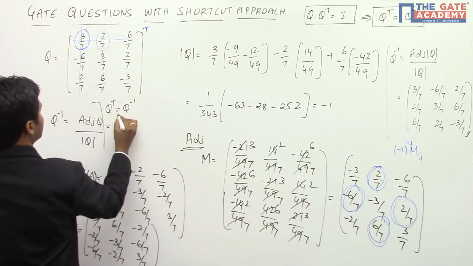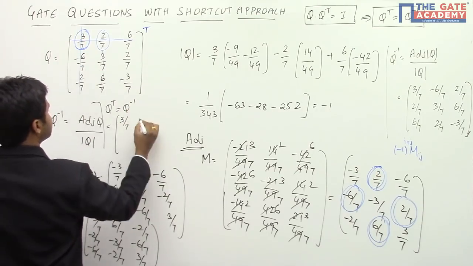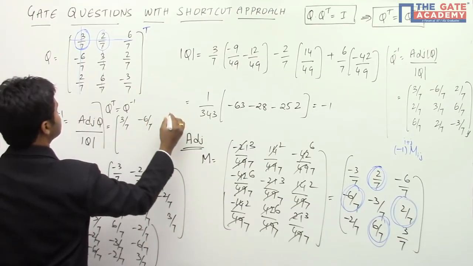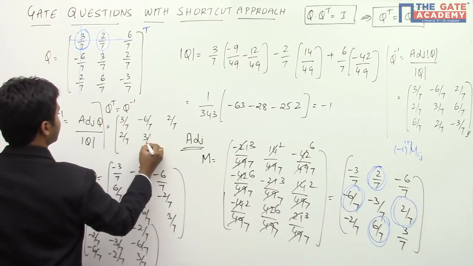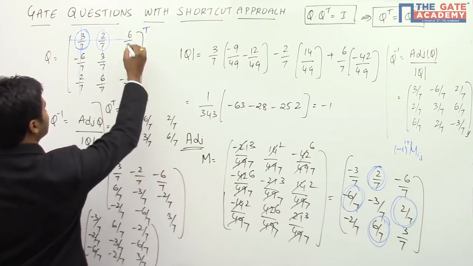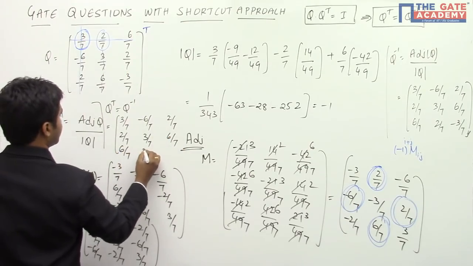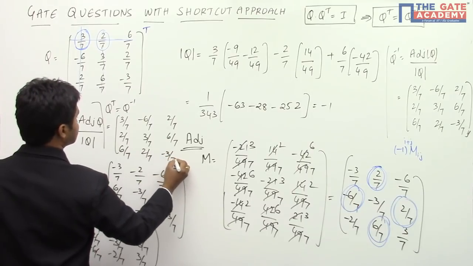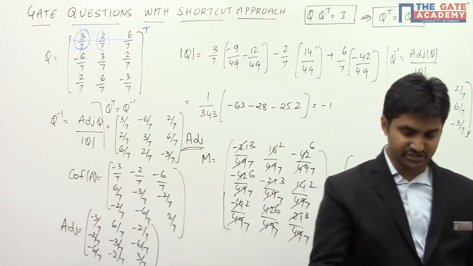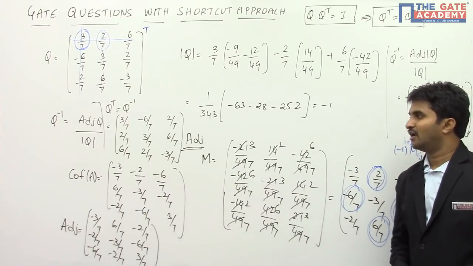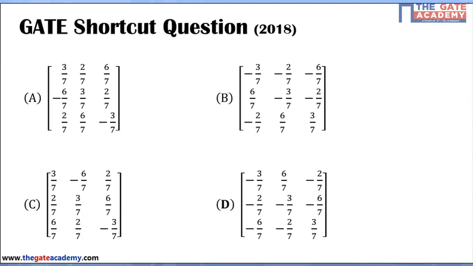So Q transpose, which is Q inverse, is equal to 3 by 7, minus 6 by 7, 2 by 7, 2 by 7, 3 by 7, 6 by 7, 6 by 7, 2 by 7, minus 3 by 7. This is nothing but the inverse of the particular matrix. So the answer matches option C.